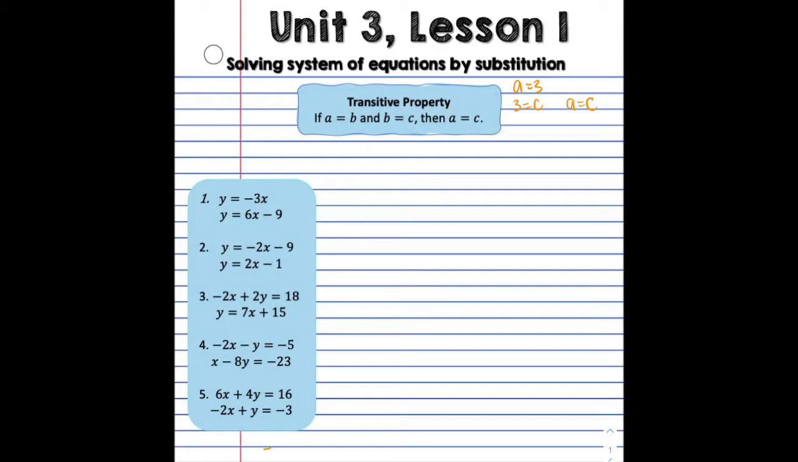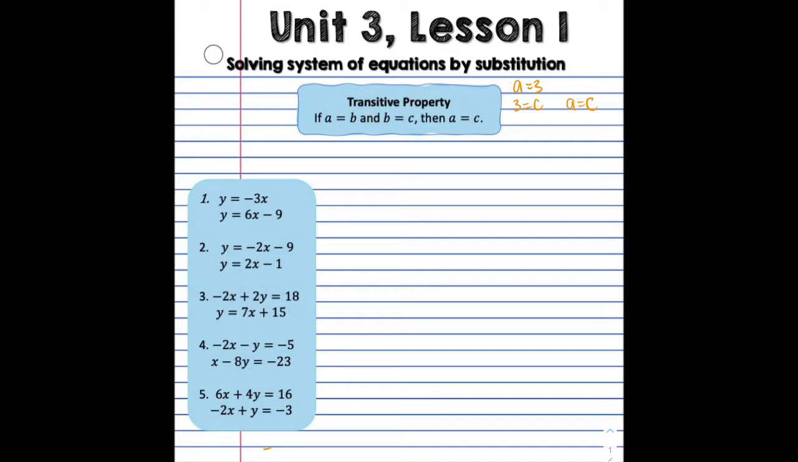So we're going to apply the transitive property when we're solving systems of equations. So what we're doing when we're solving systems is, when we have two equations, trying to find an x and a y that work in both equations. Okay, so we're going to apply the transitive property here today.